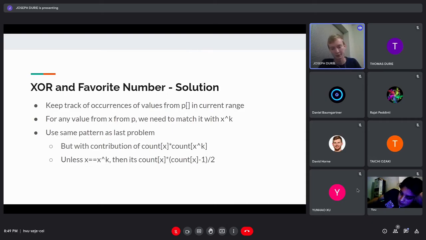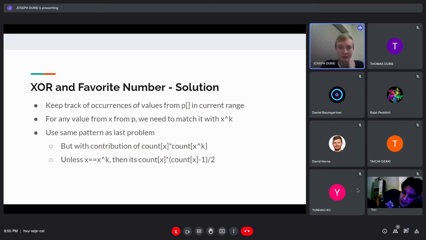Because count X is the number of values where P_i equals X, right? And so for each of those values, we can pair them up with every value where P_j equals X XOR K. And so the number of ways to do that is count X times count X XOR K.